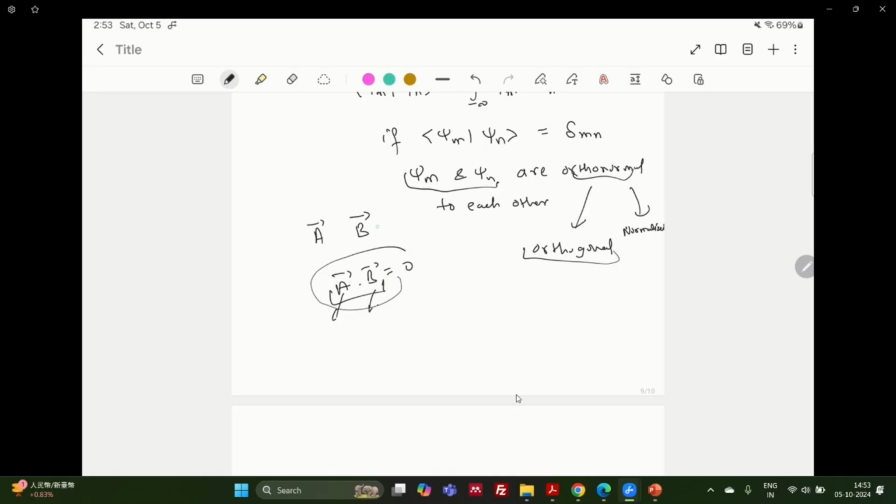What if A and B are equal? If vector A and vector B are equal, what will happen? Vector A dot vector A will not give you 0, that will give you some number, right? A square, the magnitude of A square. By normalization we mean that A square is equal to 1.